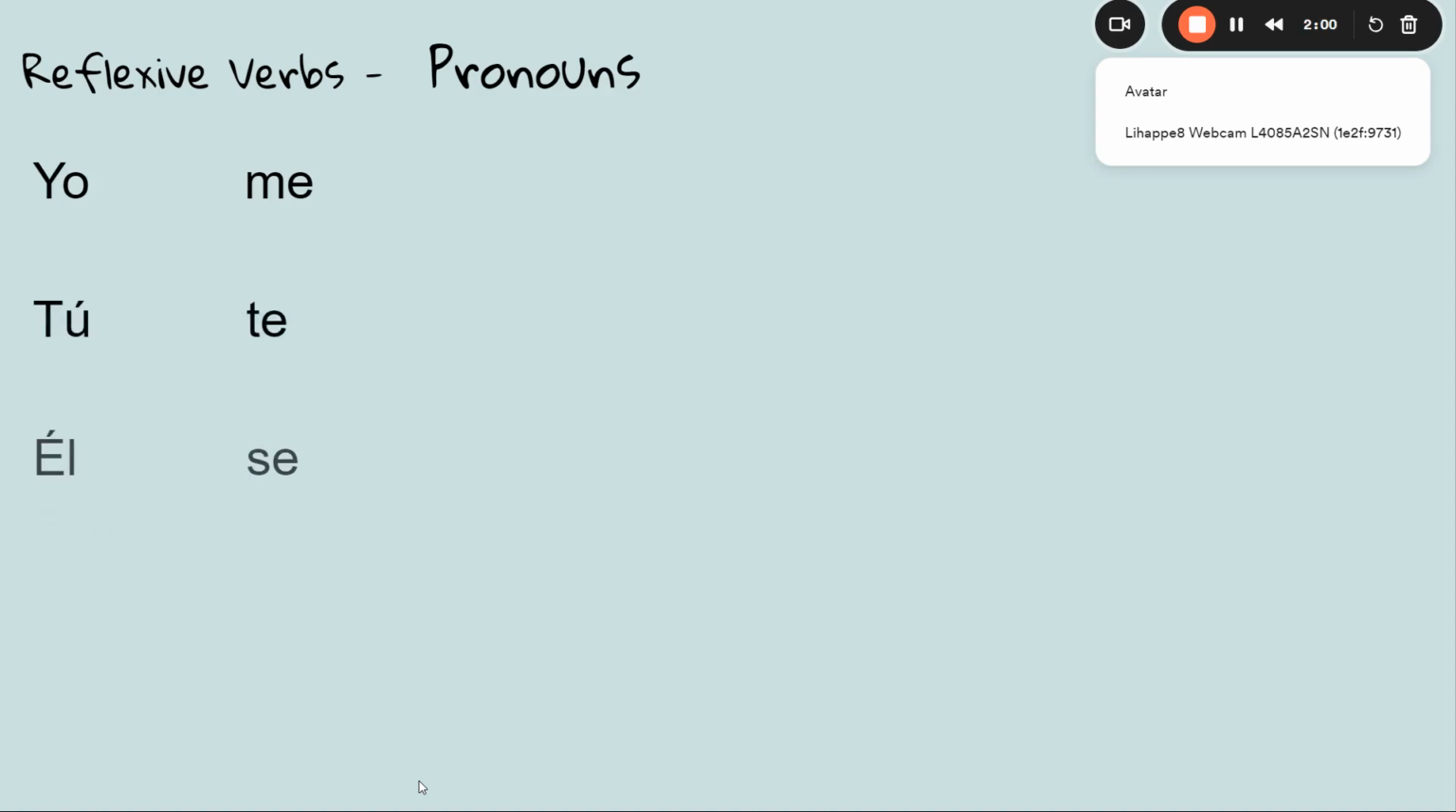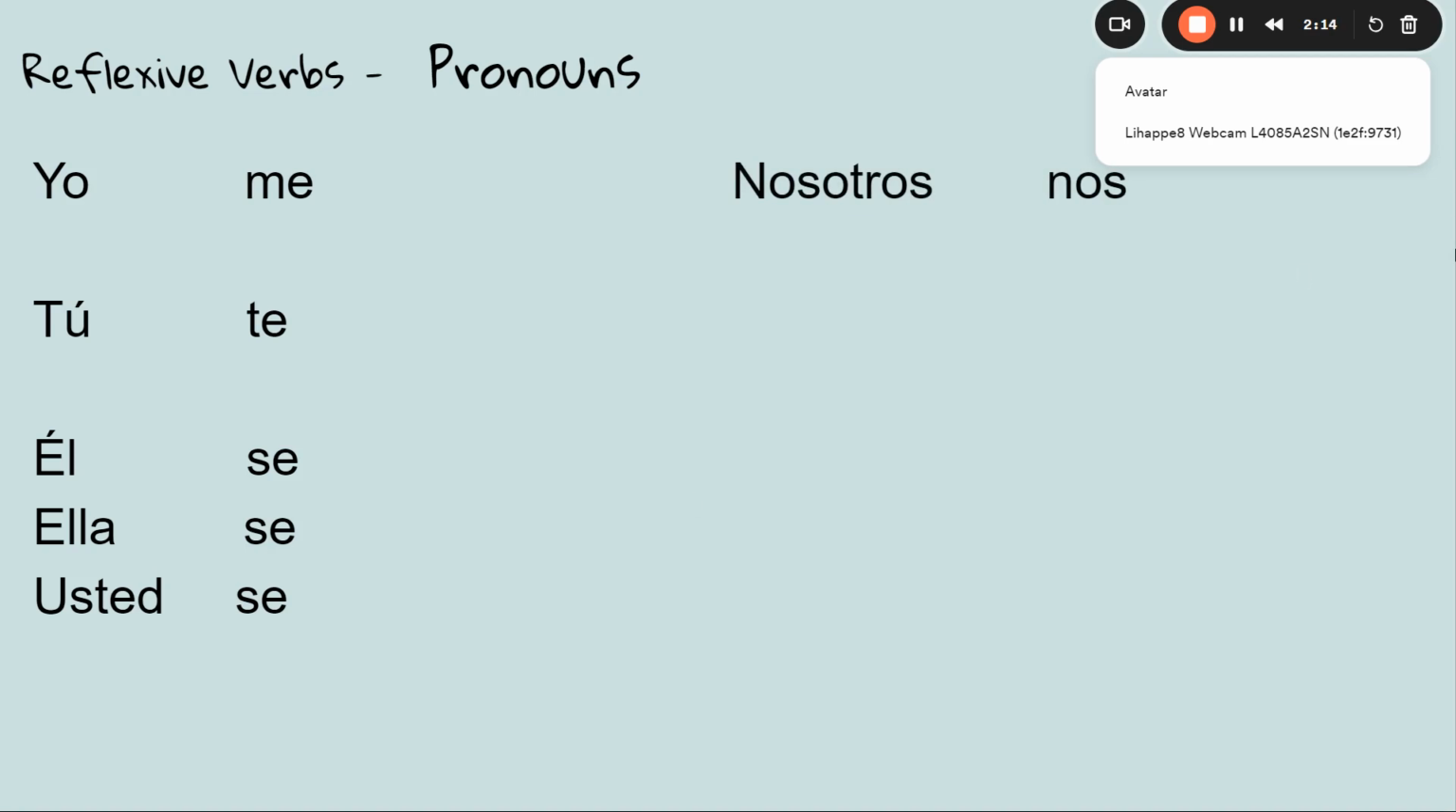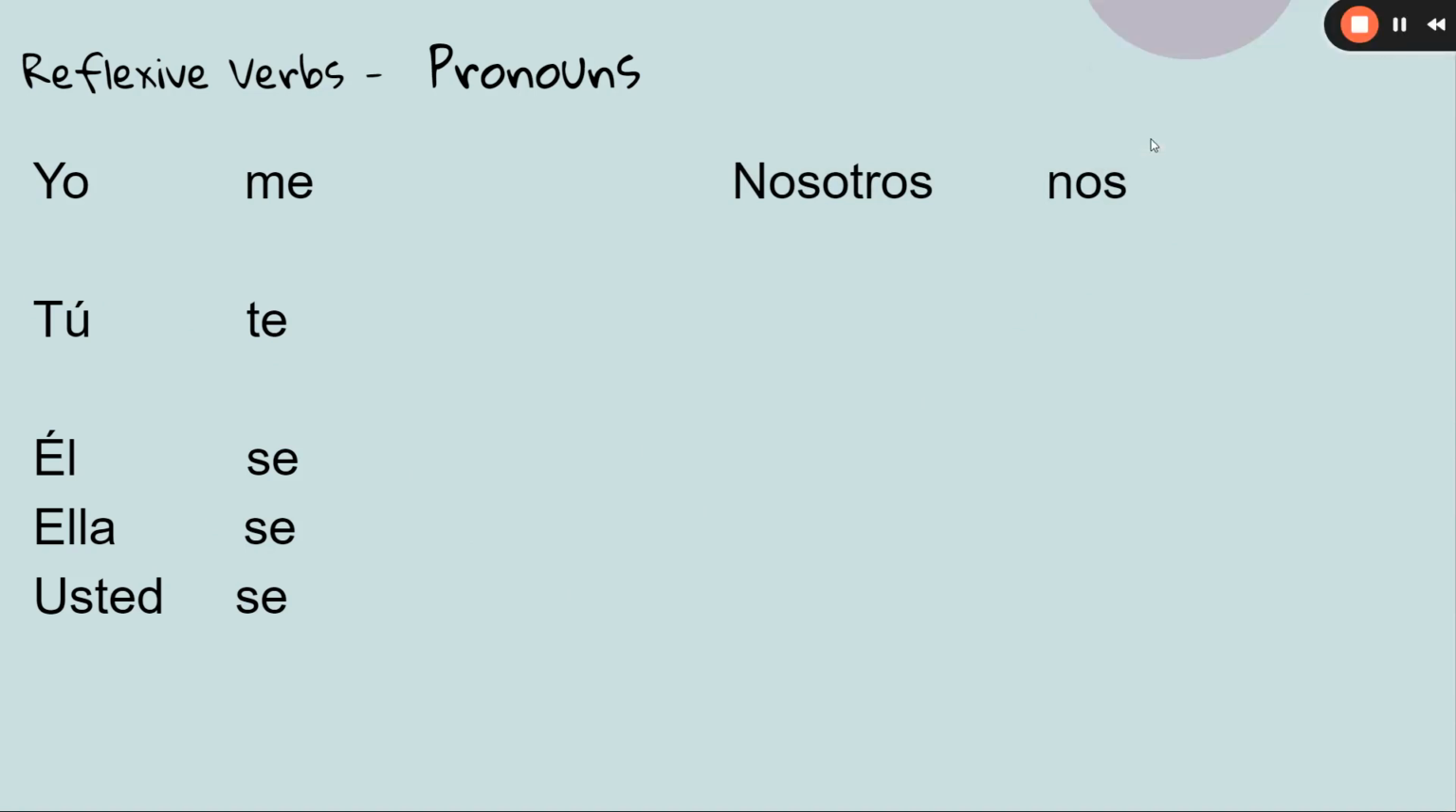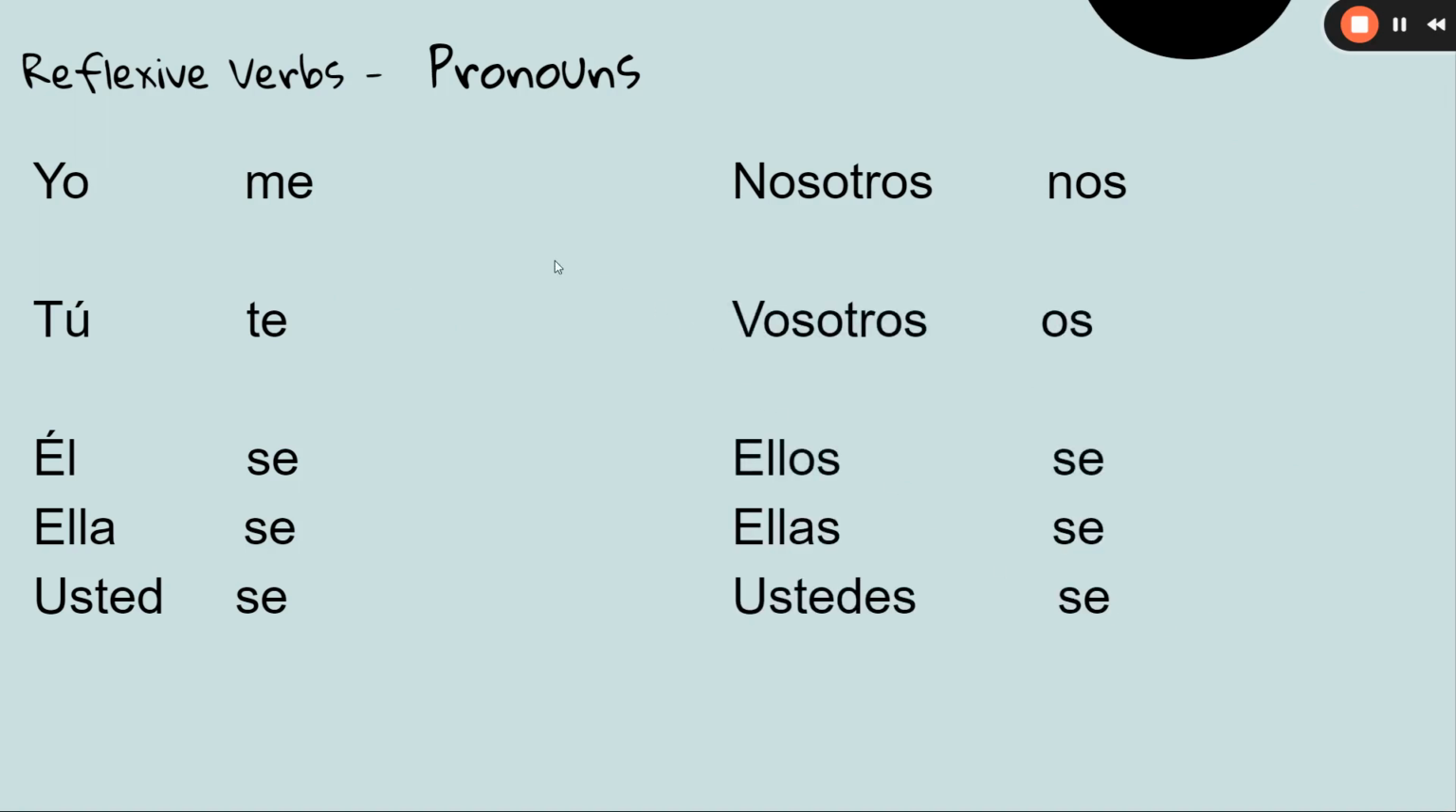Okay, so these are our reflexive pronouns. Now, me and te should already look very familiar to you. Se is new. Then nos, os, and then we have se. Okay, so those are our pronouns.